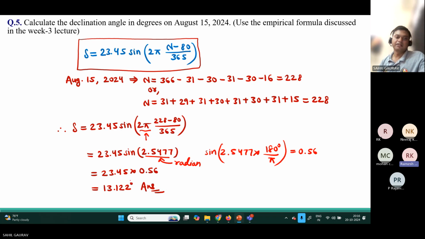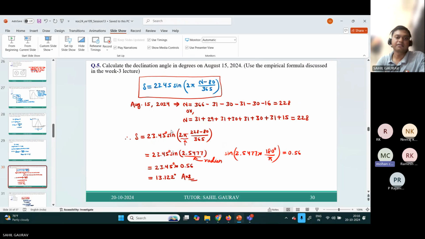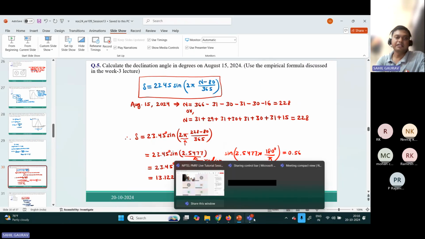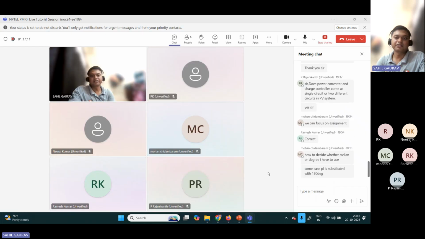Okay, the value here, 0.56, is in this radian form. So how will the final answer come in degree? This 23.45 is in degree. So if you multiply with 0.56, it will come as 13.122 degree. Yes, in this assignment 3 you have to just take care.